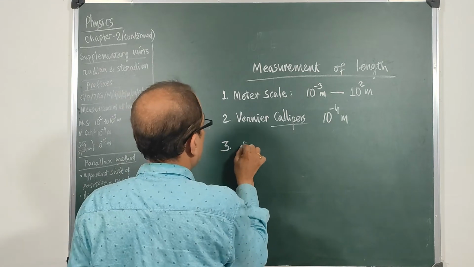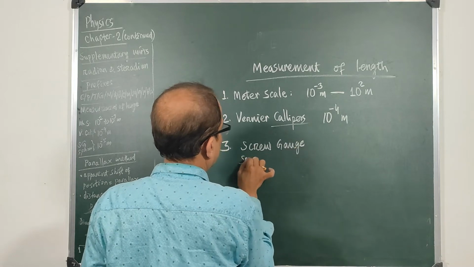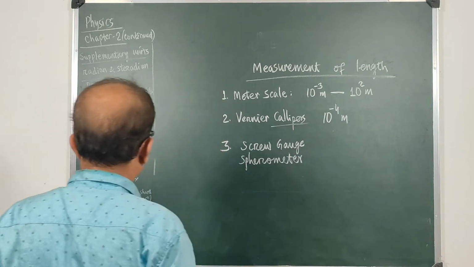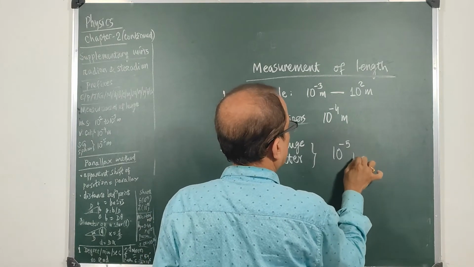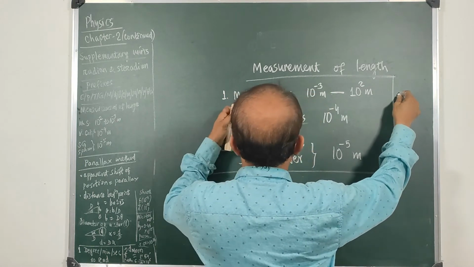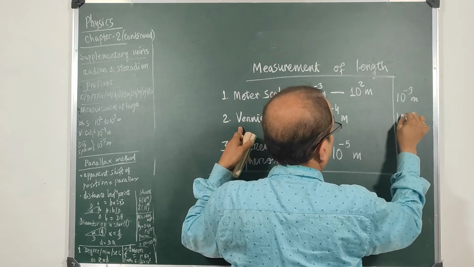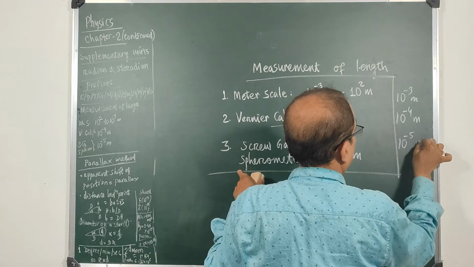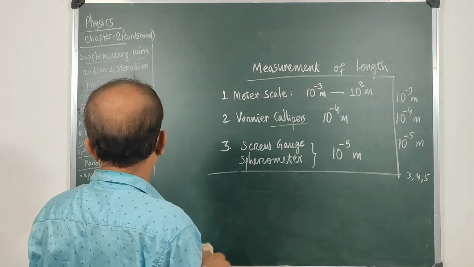Then you use screw gauge or spherometers, and the range of measurement for these instruments is as small as 10 to the minus 5 meter. So you can remember that the smallest distance a meter scale can measure is 10 to the minus 3 meter, a vernier calipers can do 10 to the minus 4 meter, and a screw gauge or a spherometer can reach 10 to the minus 5 meter. So negative 3, 4, 5. Just remember this.